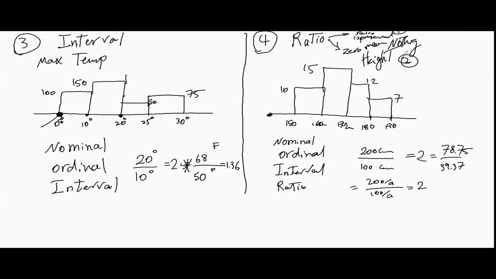Okay. And by that, we have covered all of the four levels of data that we have. Later, you will see that it is very important for us to know with what kind of data we are dealing, because it determines what we can do with them. So now let's have some examples.